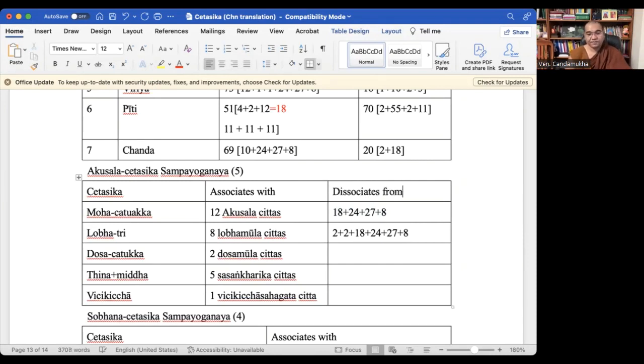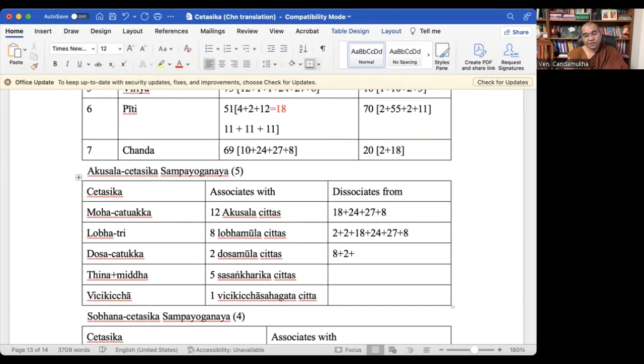Dissociate from. Okay. So also Dosa Mula, Dosa Jatoka, Dosa group. Dosa is a Majriya Gogoja. They form one group. Okay. So these 4 Dosa group Cetasika that belong to the Dosa group associate only with the 2 Dosa Mula Citta. So the remaining 8 Lobha Mula Citta do not associate.